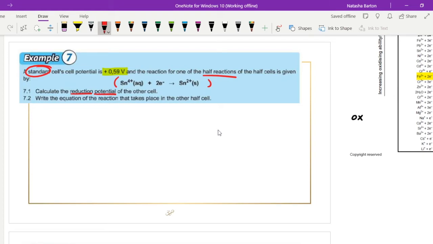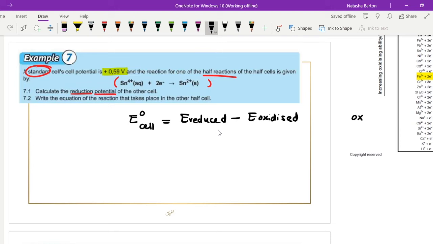So let's just quickly see this substance according to this reaction. Remember, we know that E for the cell is equal to E reduced minus E oxidized.